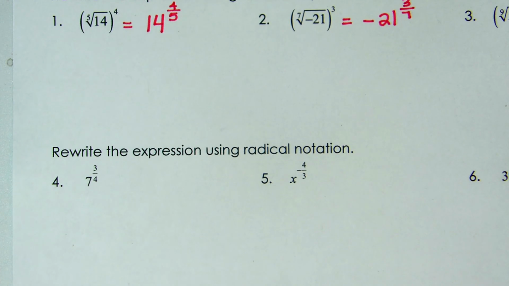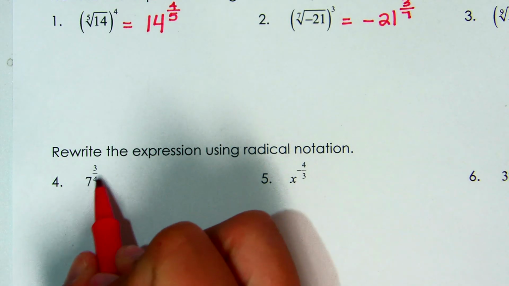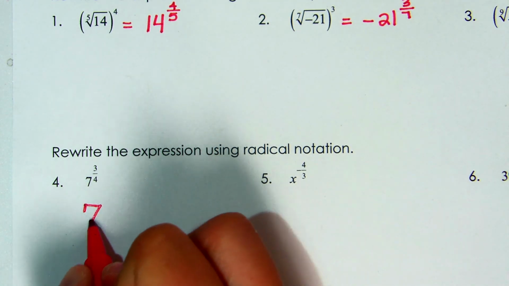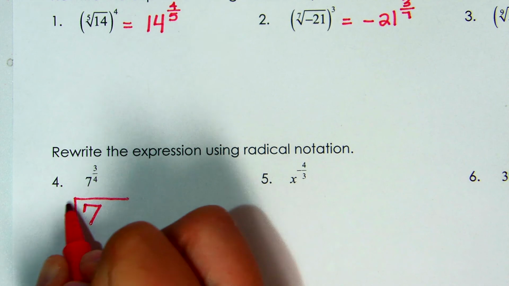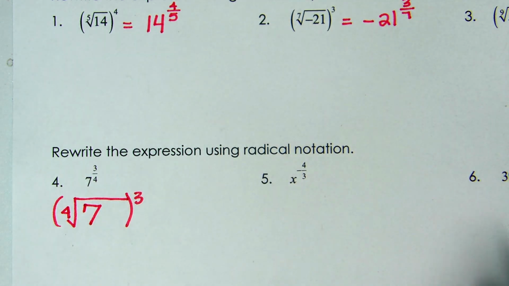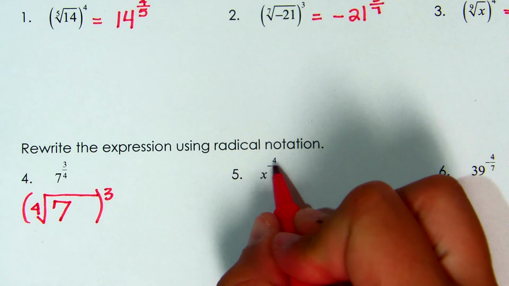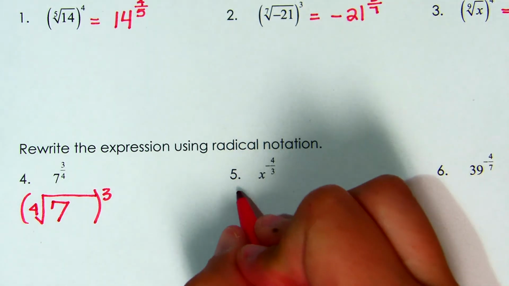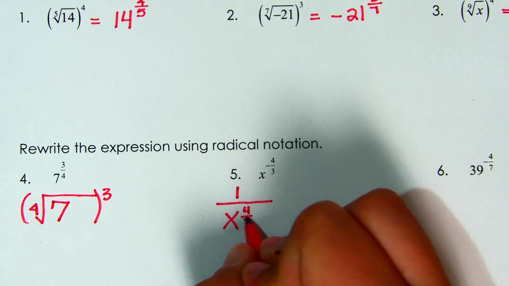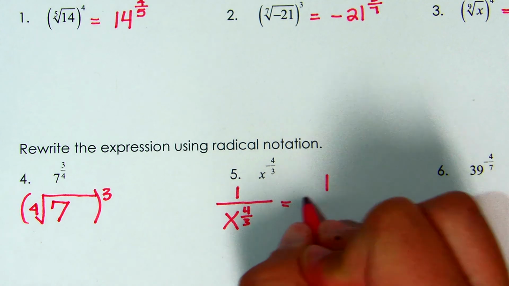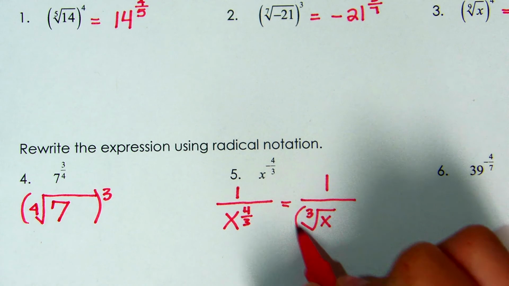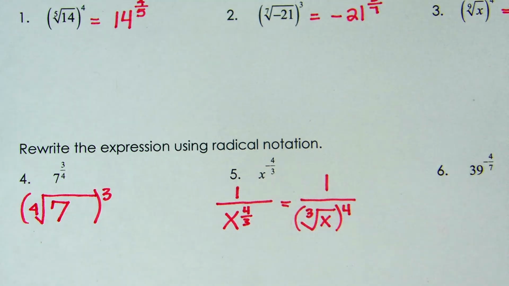Now we're going to work the opposite direction. So whatever's in the denominator of the exponent goes in the root. So 7 goes in the root with 4 to the third power. Up here I have a negative exponent. Negative exponent means it needs to go in the denominator. So 1 over x to the positive 4/3 power. So 3 becomes the root because it's in the denominator, to the 4th power.